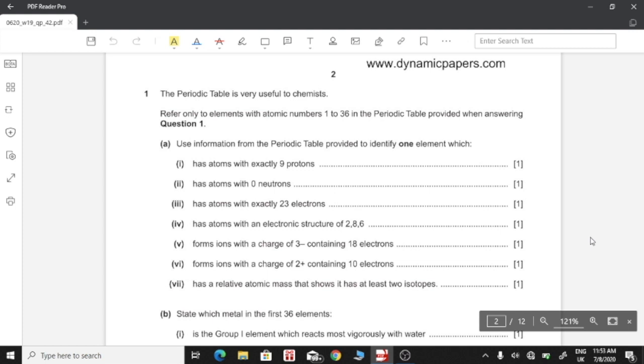A. Part 1. Use the information from the periodic table provided to identify one element which has atoms with exactly 9 protons. So the element with atomic number 9, which is also equal to the number of protons, is fluorine. So the answer for part 1 is fluorine.